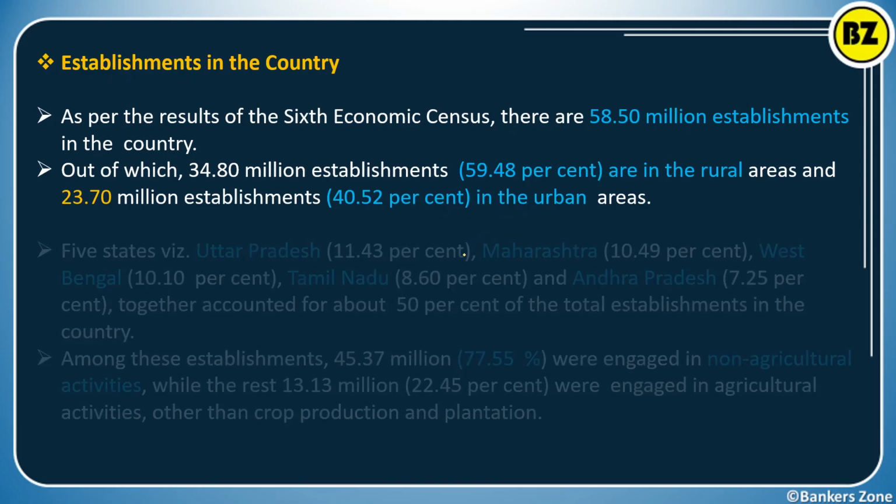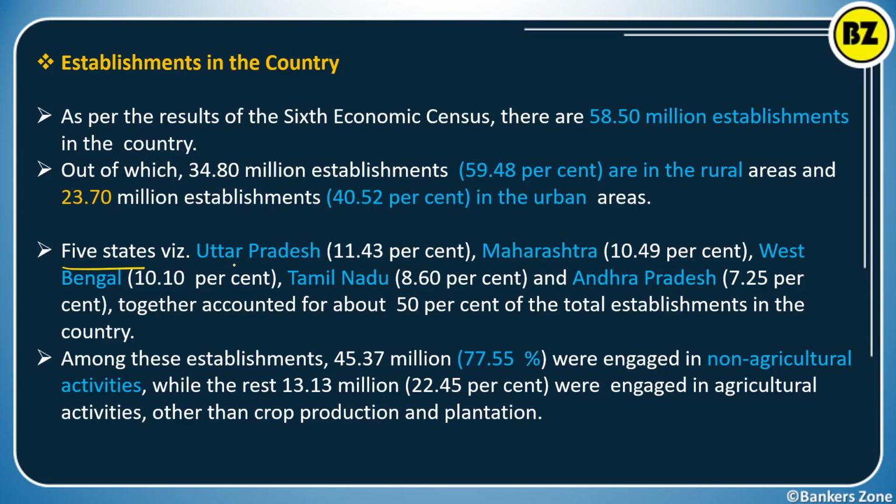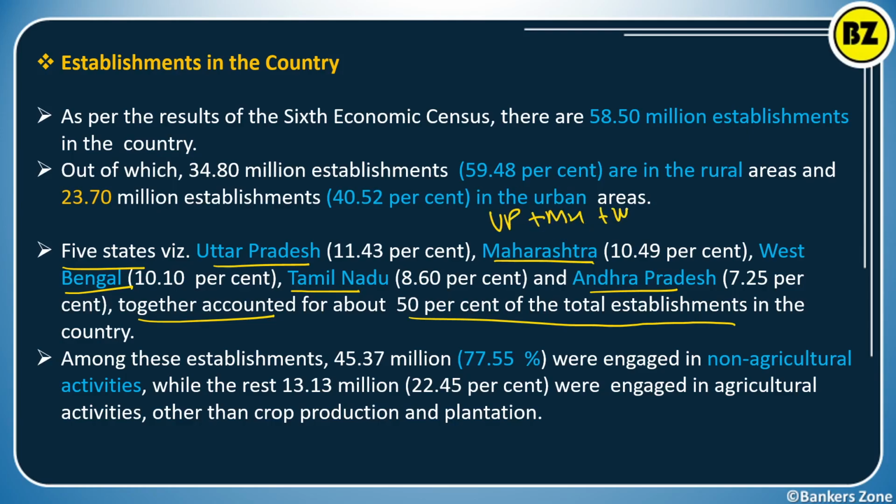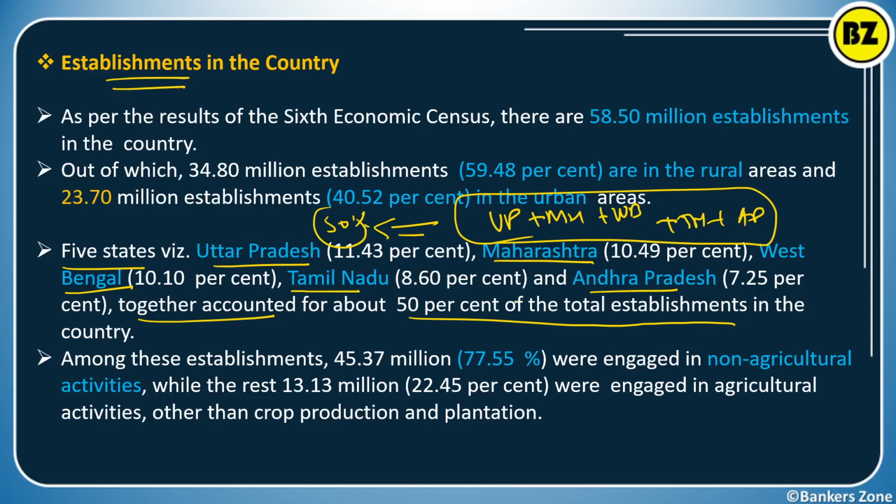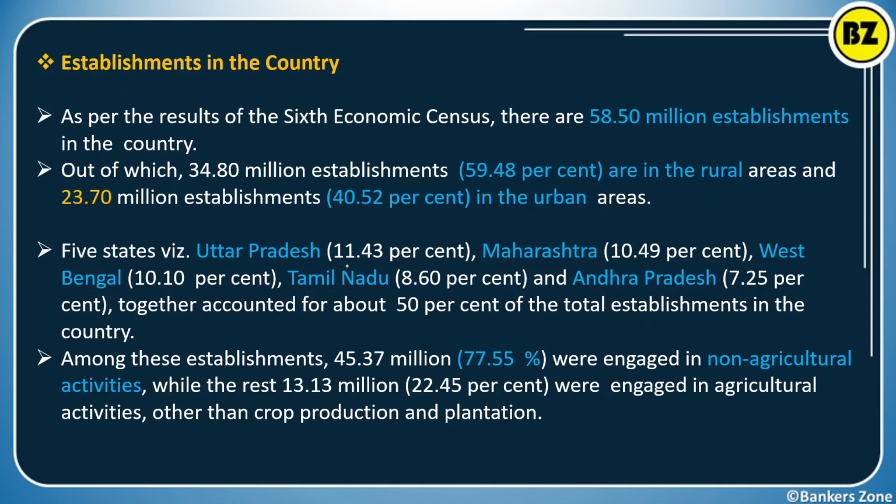Got it? Now five states: Uttar Pradesh, Maharashtra, West Bengal, Tamil Nadu and Andhra Pradesh, taken together, have around 50% of the total establishments. If you take UP plus Maharashtra plus West Bengal plus Tamil Nadu plus Andhra Pradesh, these five states together have more than 50% of the establishments in the country. In terms of percentage, UP has 11.4%, Maharashtra around 10%, Bengal again 10%, Tamil Nadu 8%, and Andhra has 7% of the establishments in the country.